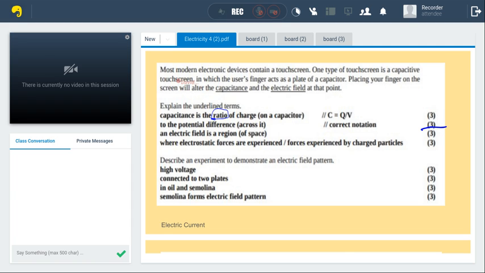With a definition that has a formula, C equals Q over V, you can put C equals Q over V and give the correct notation. I'm not a big fan of it. I always like the word definitions. I think it just comes across much better.